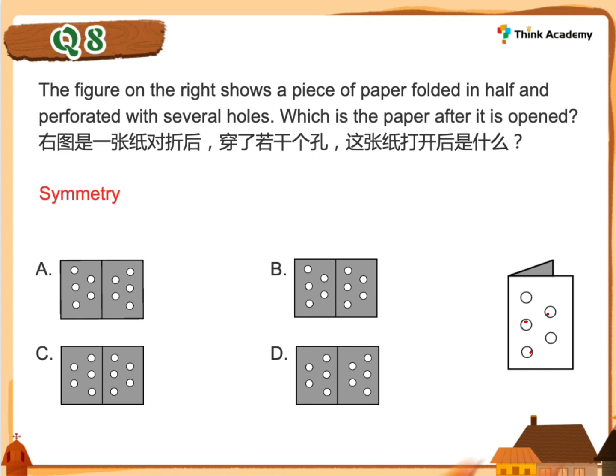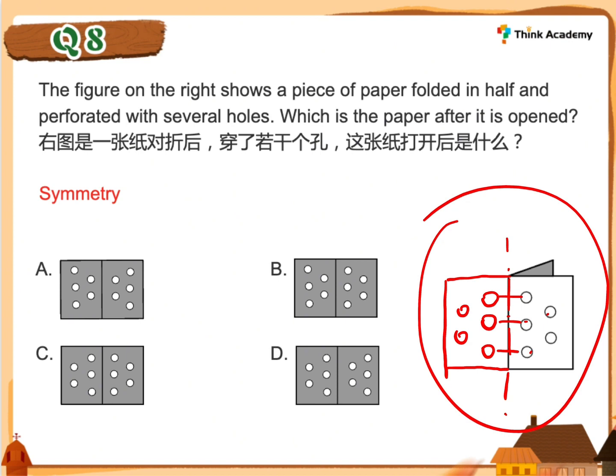Okay, so first you need to find the folded line. Here is the folded line, right? And you only need to write down another part according to the property of the symmetry. So you just write down another half, and then according to the symmetry, there is a circle, circle, circle, and then circle and circle, right? So this one should be the original paper. Okay, so the true answer is C.